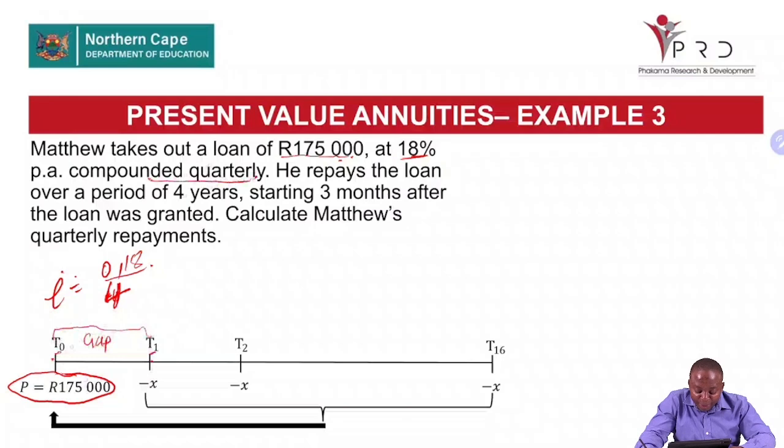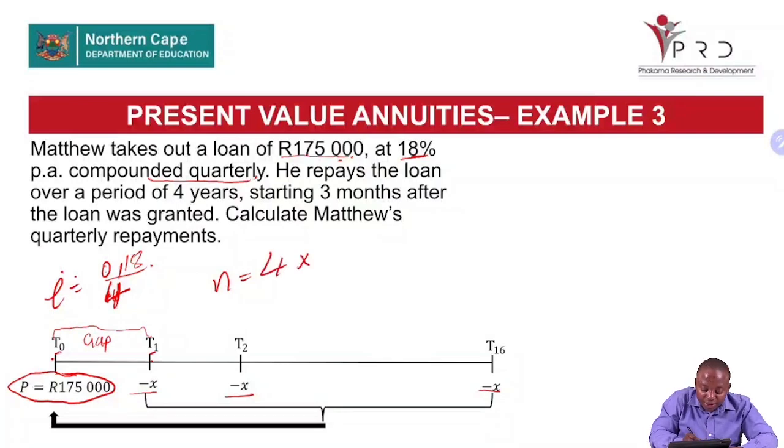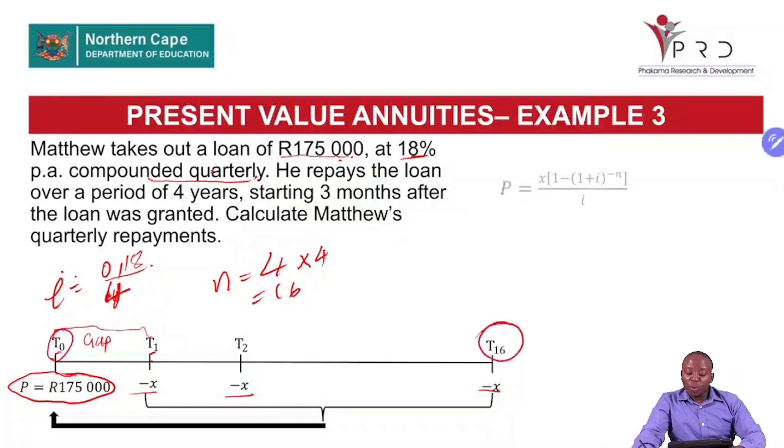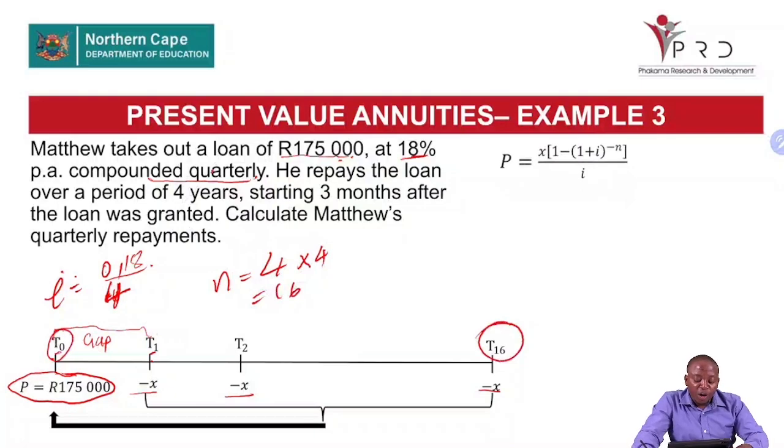Calculate the quarterly repayments. So these are the repayments that we need to find. Now, how many repayments is he going to make? He's taking the loan for 4 years. So how many repayments will he make? It's 4 times. The compounding period is quarterly. Quarterly means multiply by 4, which is T16. So we're moving from 0 to T16 in that case. So what do we do? Because now I received the loan right now, I have the money present in the present. So we quote down the present value formula.